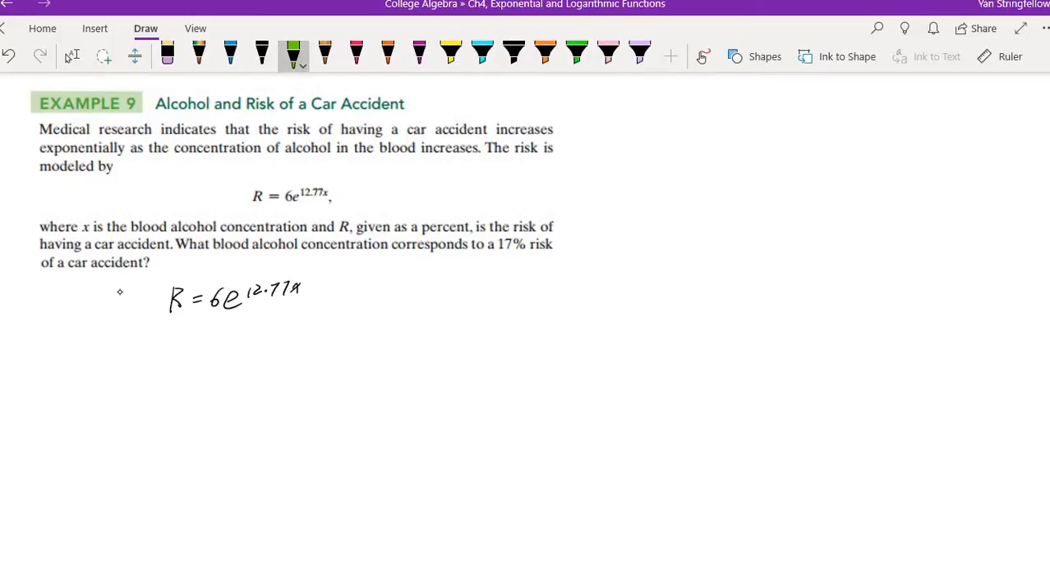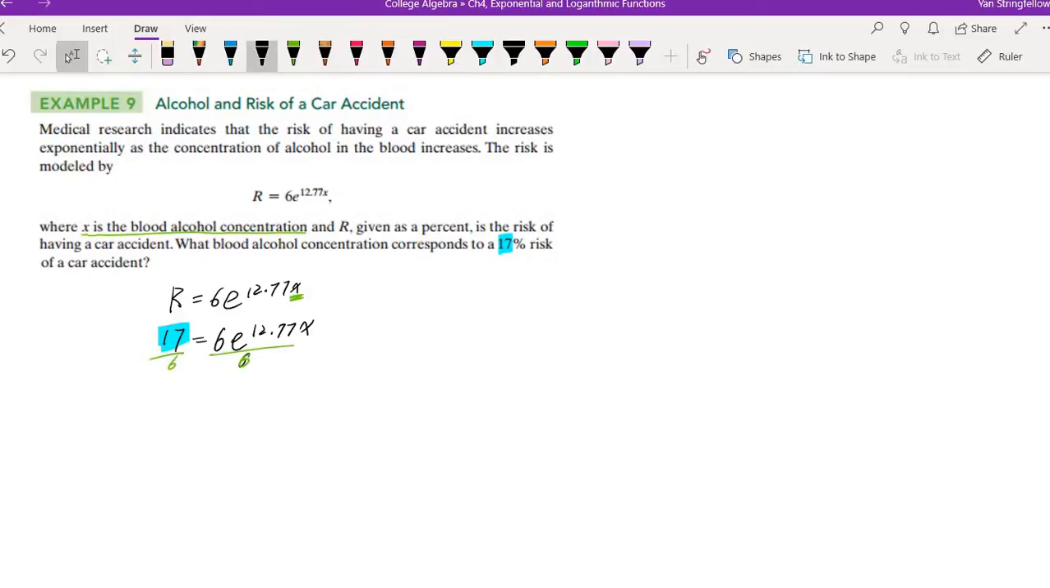The important part I'm going to read. X tells you the blood alcohol concentration. Okay, that is our x right there. And the r is given as a percent, is the risk. Okay, that is what we call r, the risk. And then they're asking what's the blood alcohol concentration, which means we're asking what is x when we have a 17% risk of a car accident. That means your r is 17. And then now we can just plug in 6e to the 12.77x power. We have a leading coefficient right here on the right hand side, for the variable.